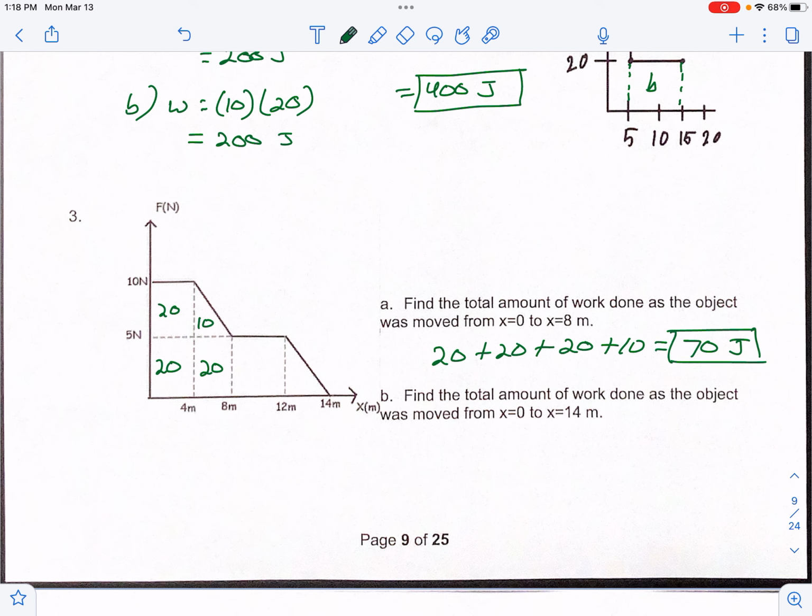B, find the total amount of work done as the object moved from 0 to 14. So now I actually care about the total. So let's go ahead and find the next one. So 8 to 12 would be 4. My height is still 5. 4 times 5 gives me 20.